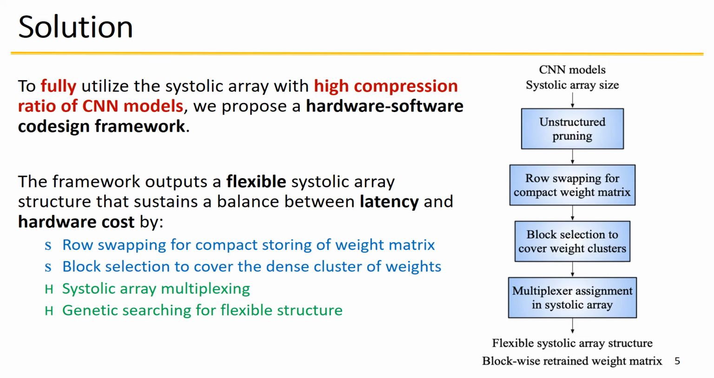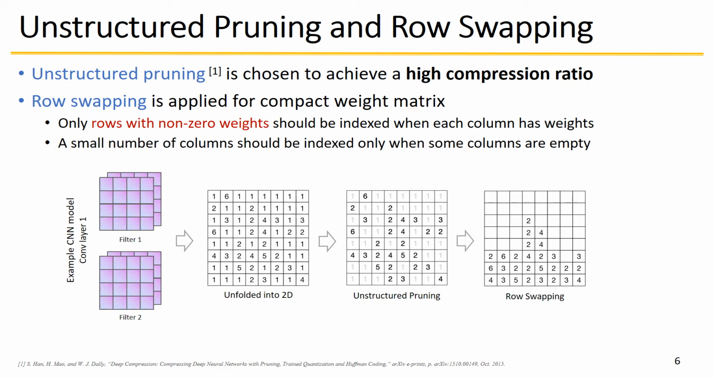To utilize the systolic arrays efficiently while guaranteeing a high compression ratio and high inference accuracy, we propose a hardware-software co-design framework considering both the latency and hardware cost of systolic arrays for convolutional neural networks. By row swapping, block selection, systolic array multiplexing, and genetic searching for multiplexer assignment, a flexible systolic array structure can be developed with accordingly pruned convolutional neural network models.